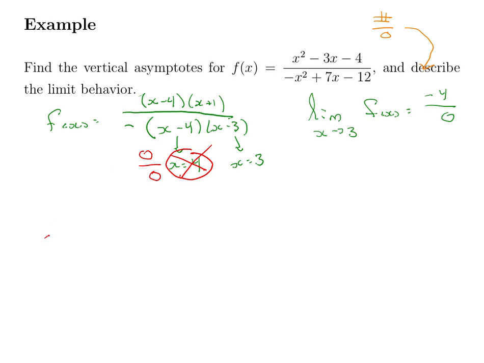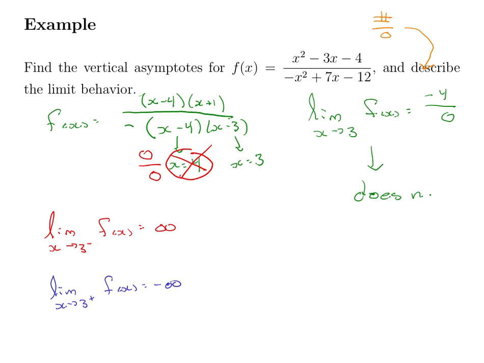I'll encourage you to figure this part out on your own. I'll give you the answer, though, just to make sure that you can see what's happening. On the left side here, this ends up going up to positive infinity. And on the right side, as x approaches 3 on the right, it goes down to negative infinity. We know already that this limit does not exist.